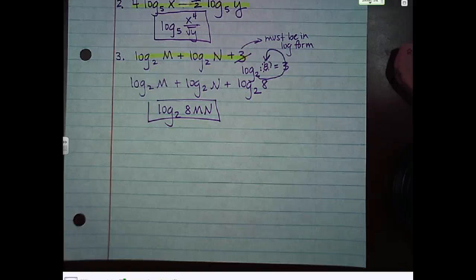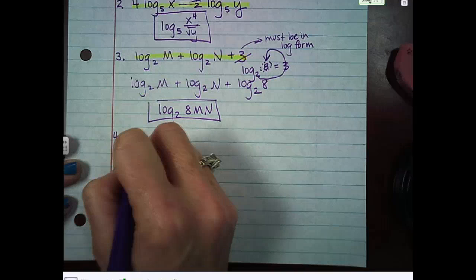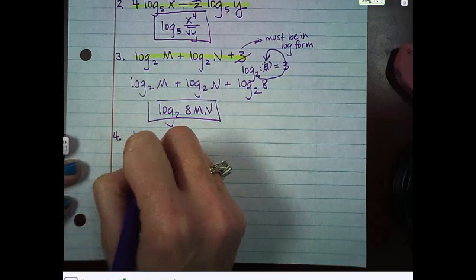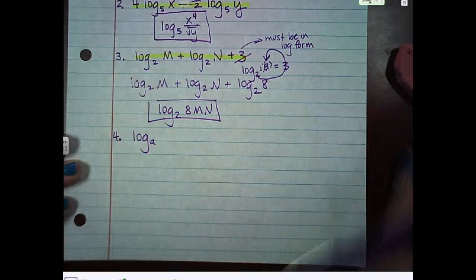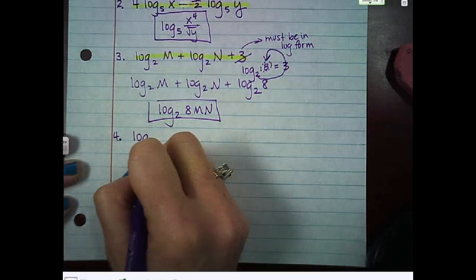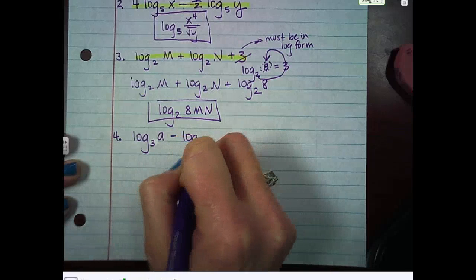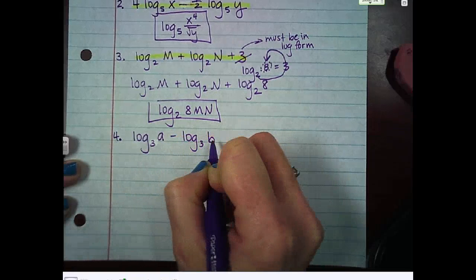Okay, let's see if you really understood that. We'll try another one. Here's number 4. Log base 3a minus log base 3b plus 2.